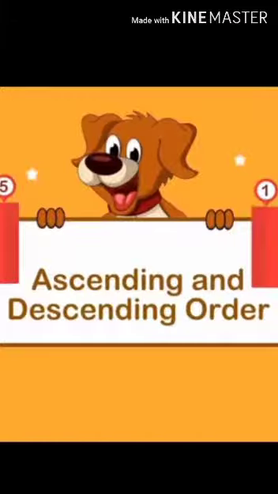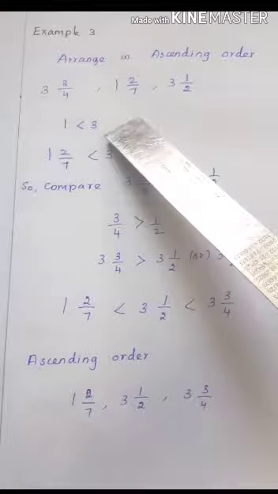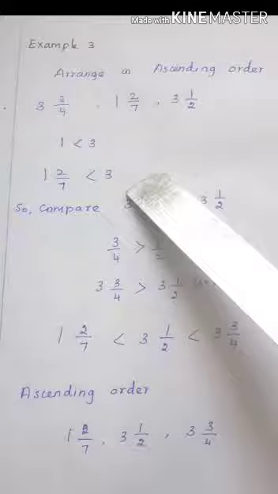Next, ascending and descending order of mixed fractions. Example 1. Let us take 3 by 4, 1 2 by 7 and 3 1 by 2. Look at the whole numbers. 1 is less than 3. So 1 2 by 7 is less than the others.